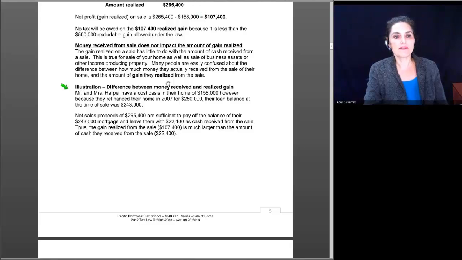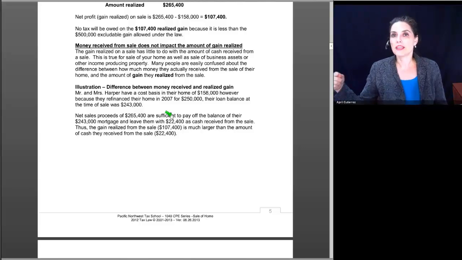Mr. and Mrs. Harper have a cost basis in their home of $158,000. However, because they refinanced their home in 2007 for $250,000, at the time they paid off their old mortgage, the loan balance on that sale at the time of sale was $243,000. So the sales proceeds of $265,400 are enough to pay off the $243,000, and once you've done that, you're left with $22,400 of cash.